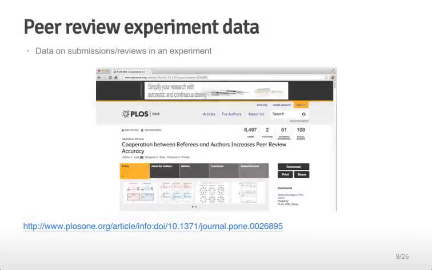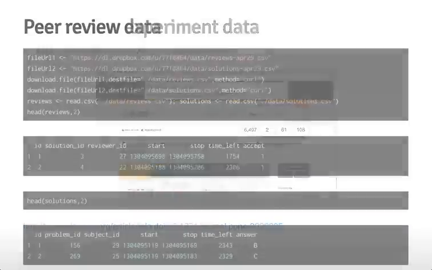So now we're going to use the peer review data set again to explain a couple of other data munging operations that you might perform. This is data on submissions and reviews of SAT questions. Each question gets answered by a particular person, and then that question gets randomly assigned to another person to review their answer and determine if it's correct or not.